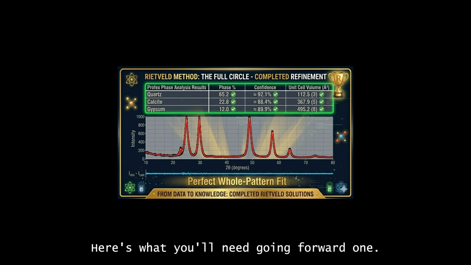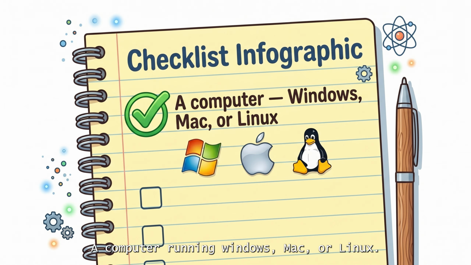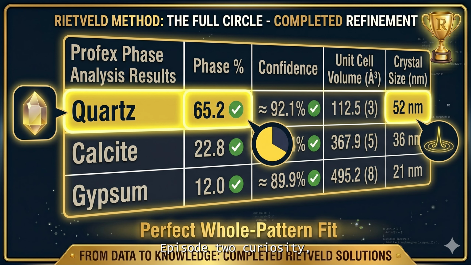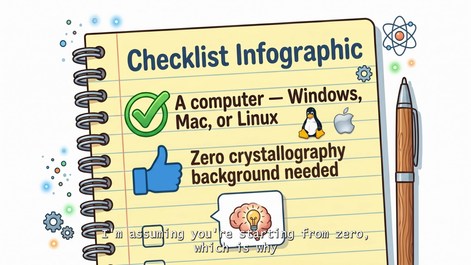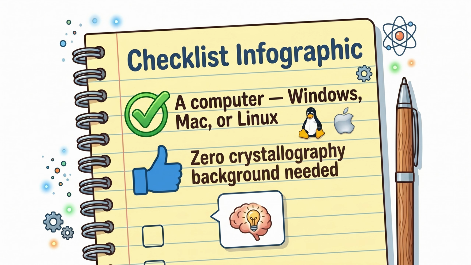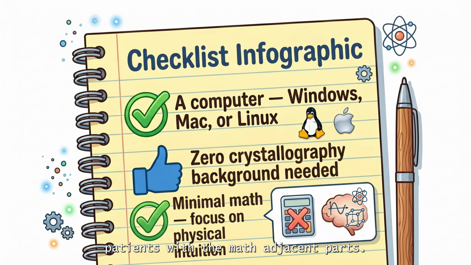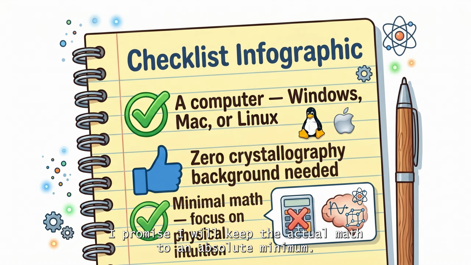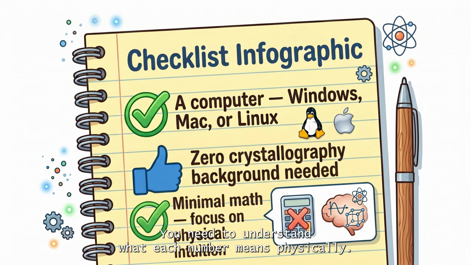Here's what you'll need going forward. 1. A computer running Windows, Mac, or Linux. We'll cover installation in the next Tools episode. 2. Curiosity, but not prior crystallography knowledge. I'm assuming you're starting from zero, which is why the next 2 episodes are entirely about building intuition. No software yet. And 3. Patience with the math-adjacent parts. I promise I will keep the actual math to an absolute minimum. You don't need to derive equations. You need to understand what each number means physically.